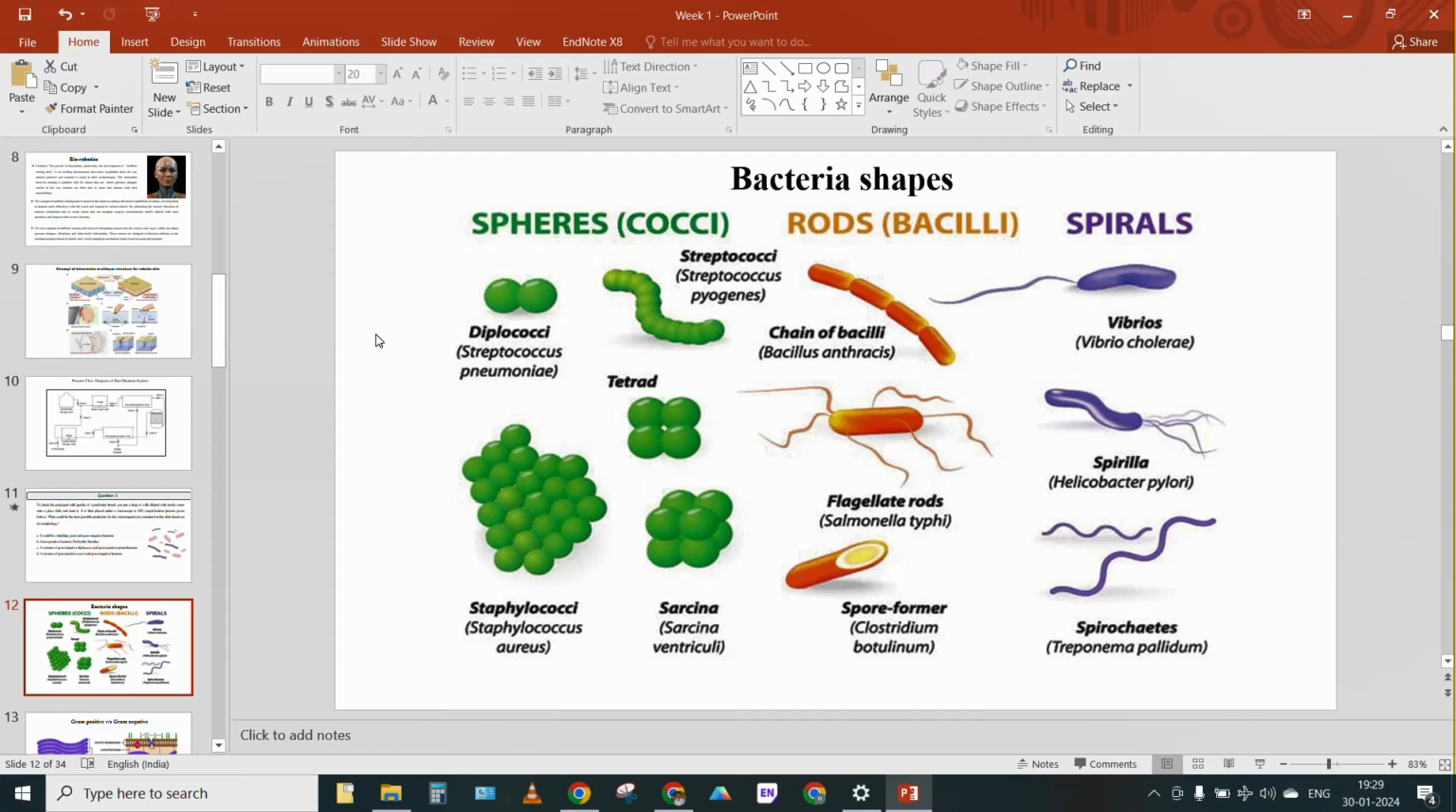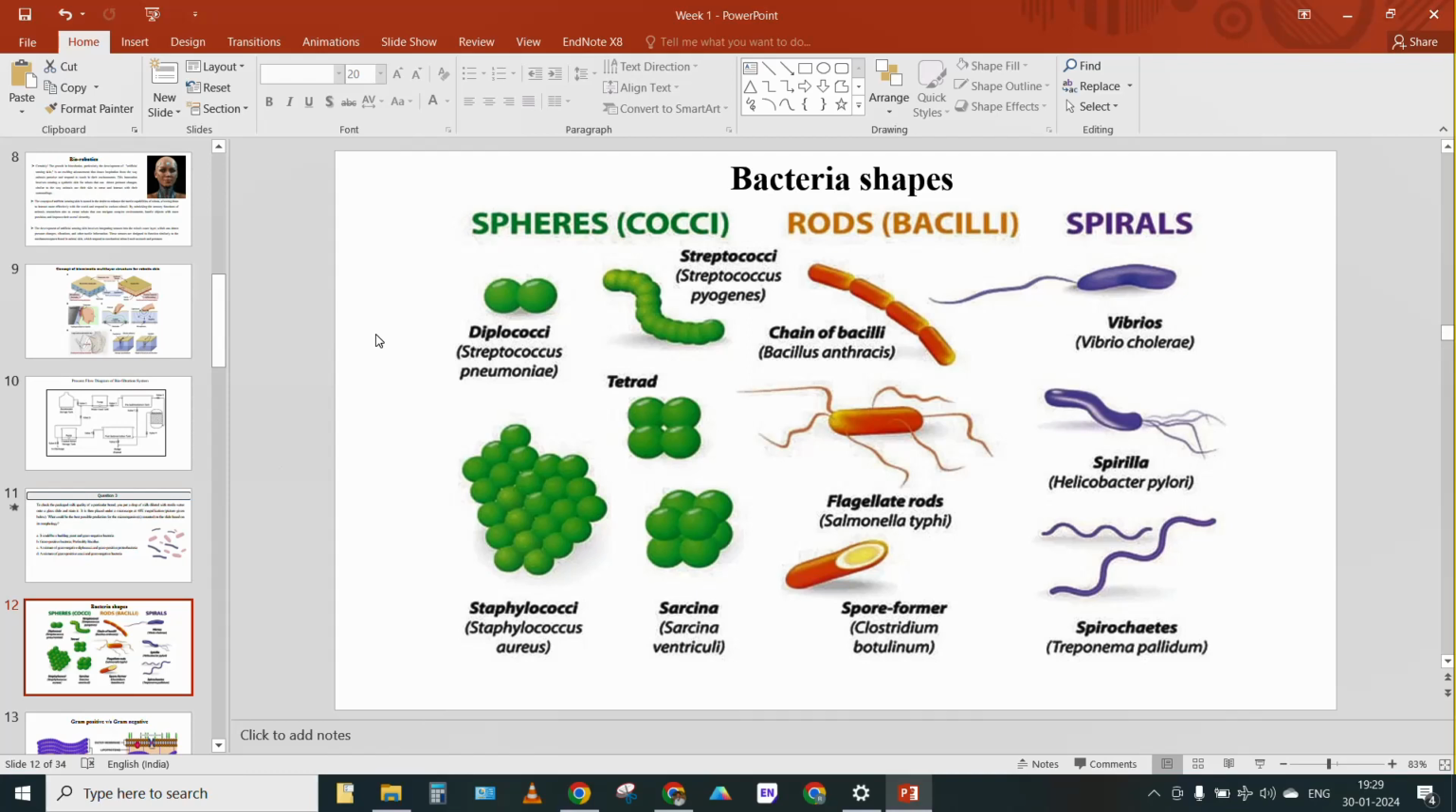divide once in a particular plane, and after division the cells remain attached to each other. And streptococcus are the cells which divide repeatedly in one plane to form a chain of cells. And tetracoccus are the cells which are four round cells which divide in two planes at a right angle to one another. And moving to the rod-shaped bacilli.